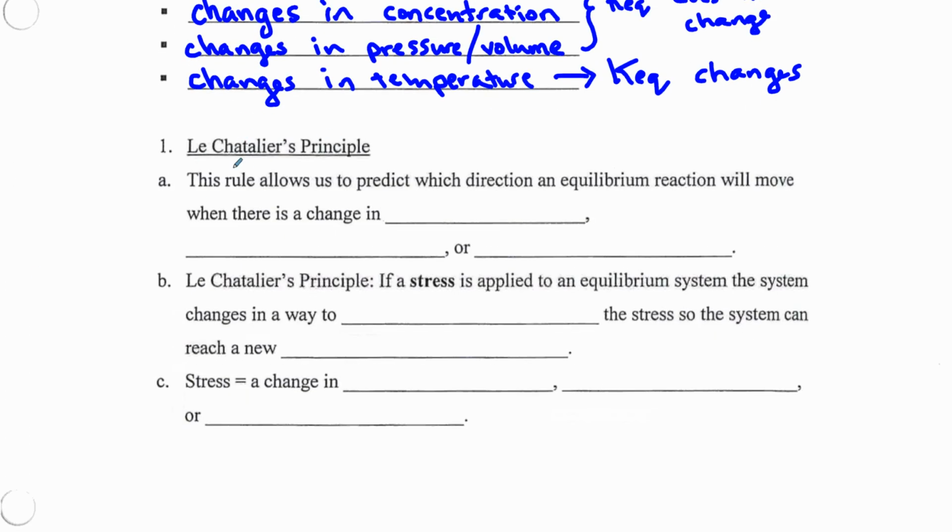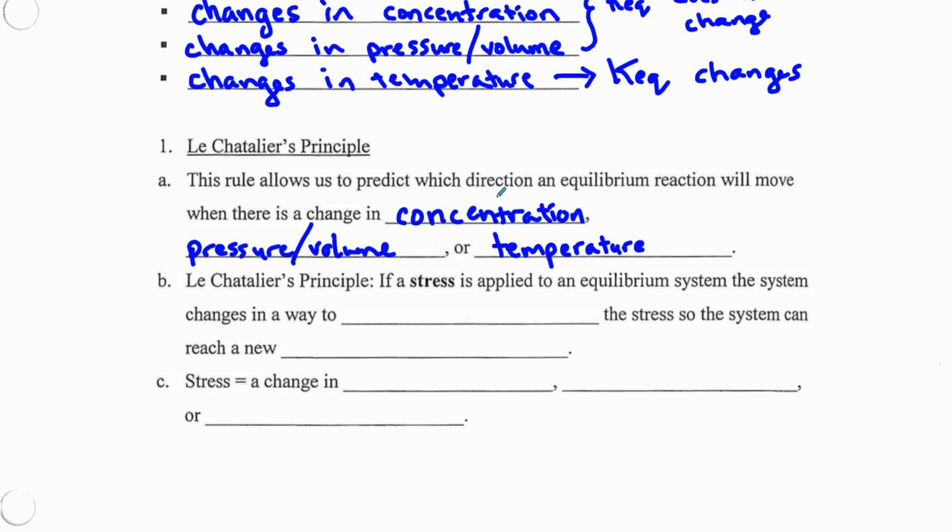Okay, so the first thing we have to look at is something called Le Chatelier's principle, and this is just a rule that governs how this equilibrium shift takes place and why it happens. This rule allows us to predict which direction an equilibrium reaction will move when there is a change in concentration, pressure or volume, or temperature. So if any of these three things change for the reaction, how does the reaction shift to reach a new equilibrium?